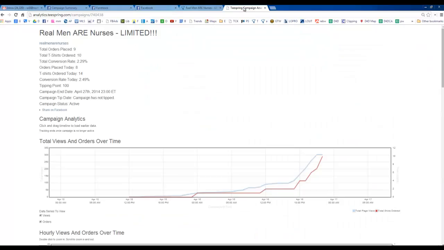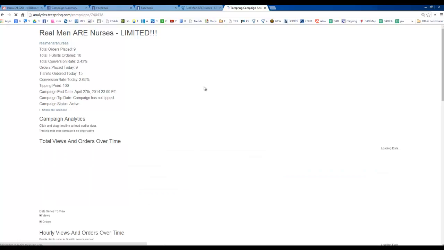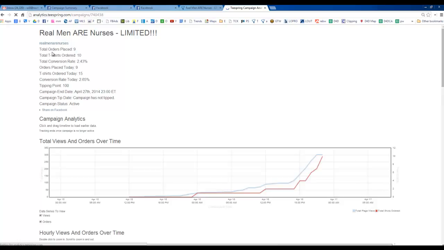Okay, I want to get into the analytics. So I pulled up this page here. Let's reload it to make sure it's the most current. This is the analytics page for Teespring. Here, as you can see, it tells you how many orders were placed, how many total shirts were purchased, and what our conversions are. Total conversion rate is 2.43. So for every 100 people visiting our landing page, we are converting 2.43. Which is good. I would say that's average to good, right?